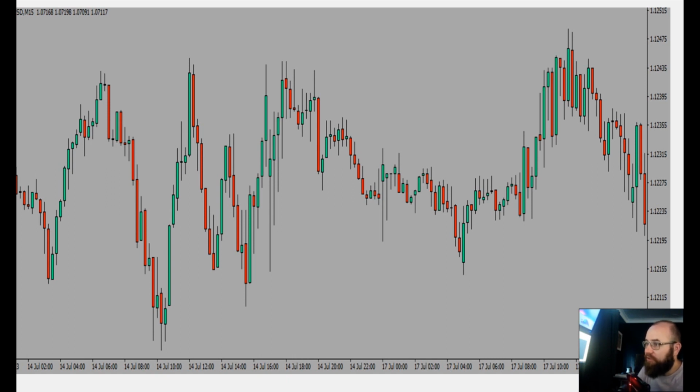These are Japanese candlesticks. They show the opening and closing price within a certain time frame, within 15 minutes, of a currency pair or any financial instrument. You can use these for stocks or commodities. They also show the high and low within that time frame.